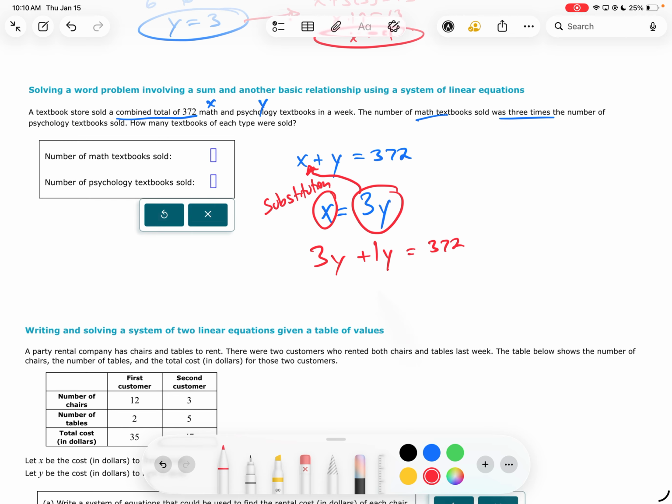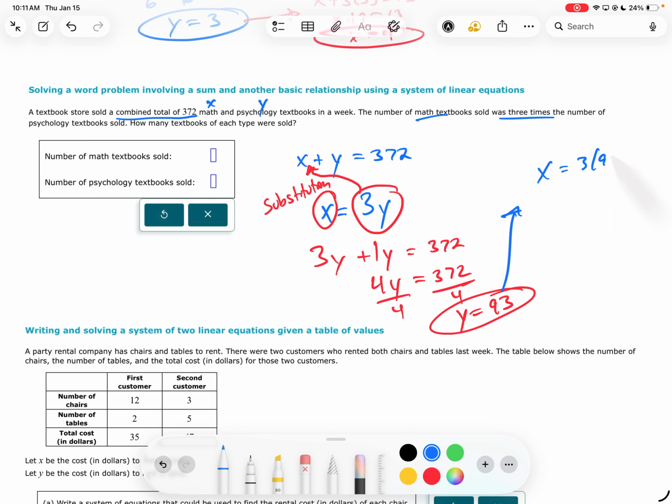So there is a 1Y right here, so that becomes 4Y equals 372. Divide by 4, and Y is equal to, I think it's 188, but let me just double check. 93, oh, the other one. 93, so we have 93 psychology textbooks. Just like before, once you get one, plug it in. On the substitution, it's always easier to plug in. So we take that times 3, and it is 279.